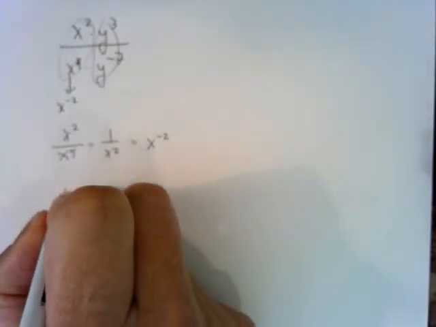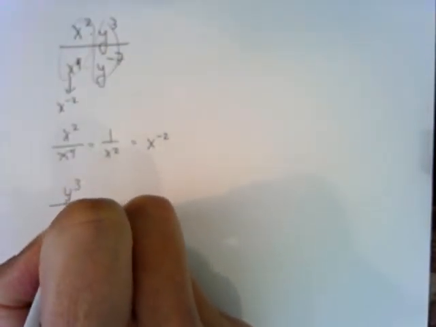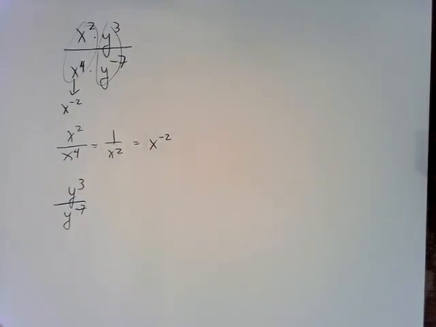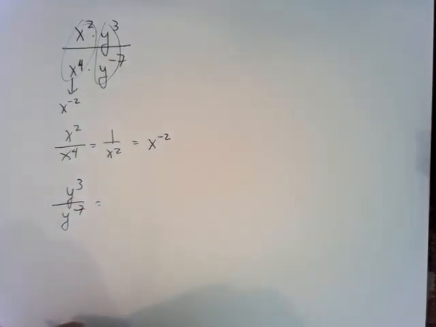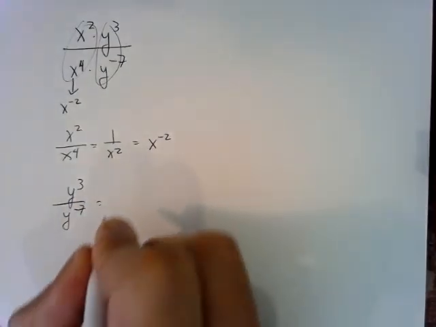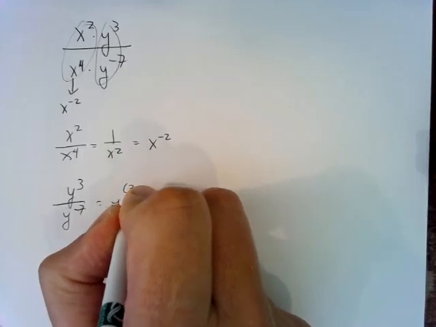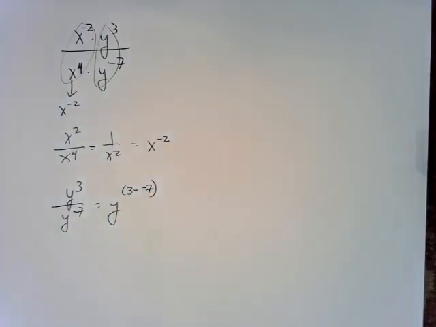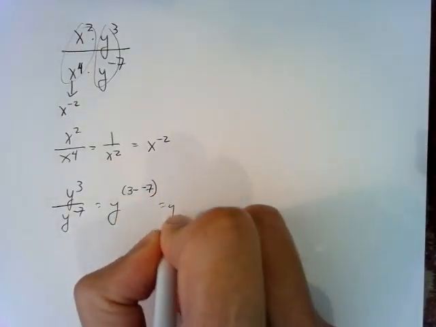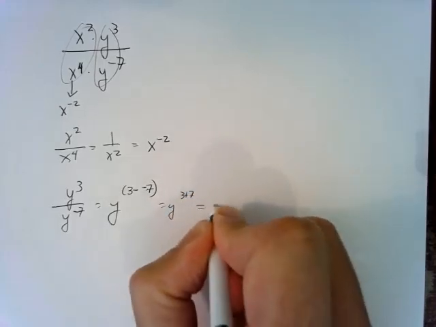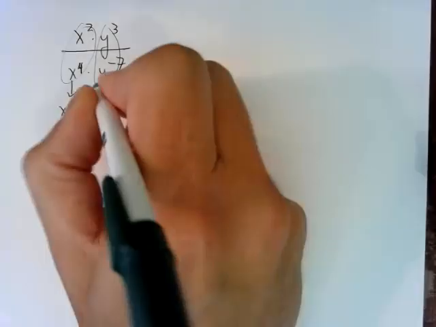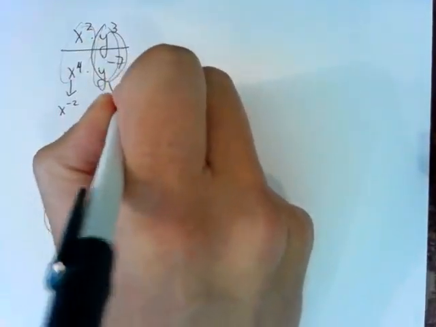And then if we look at the y's, we have y cubed over y to the minus 7. And again, I'll pause and let you calculate what that would be. So here we'd have y to the 3 minus negative 7. Negative negative becomes positive, so we end up with y to the 3 plus 7, or y to the 10th. So this whole thing equates to y to the 10th.